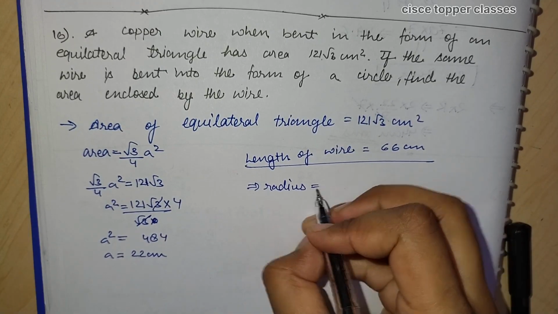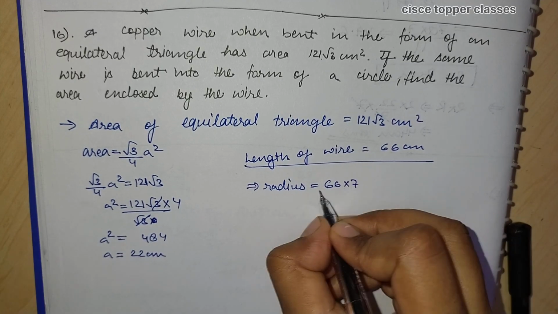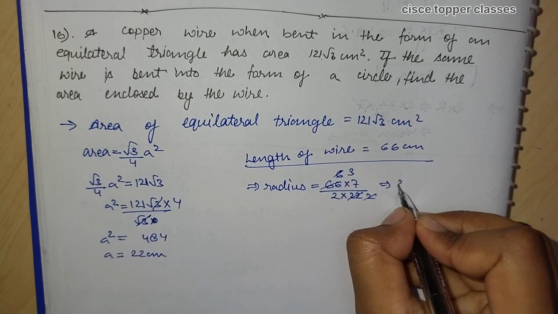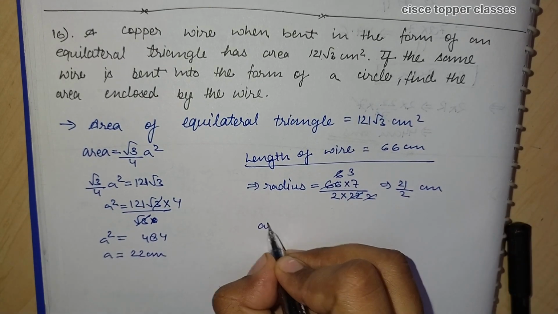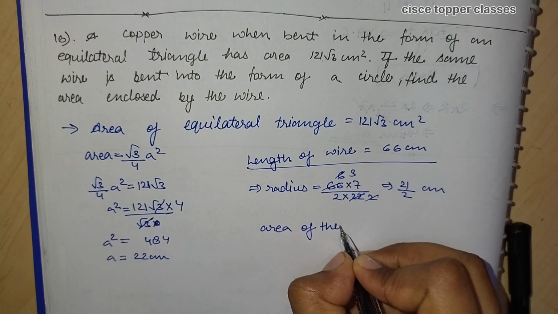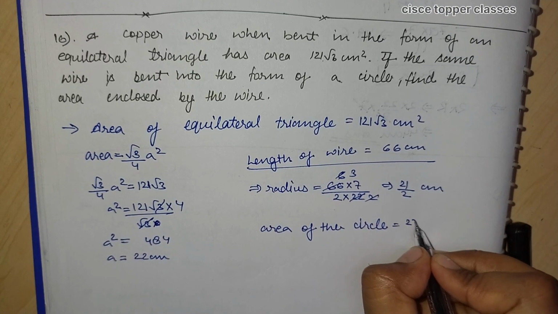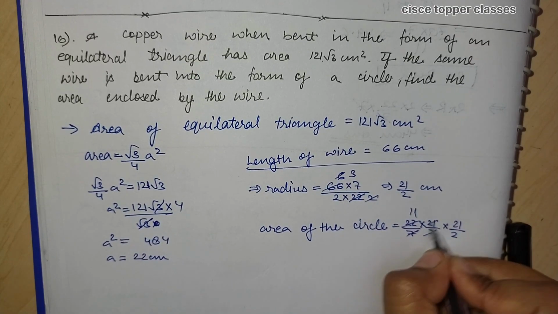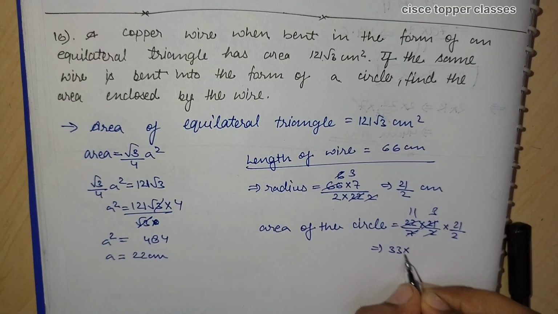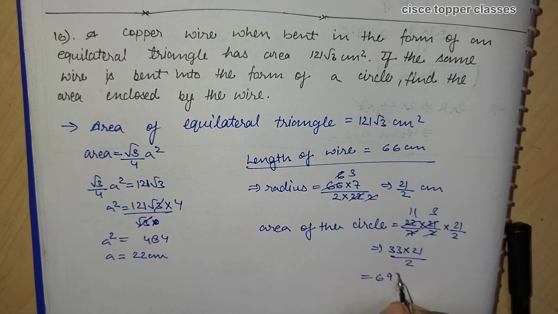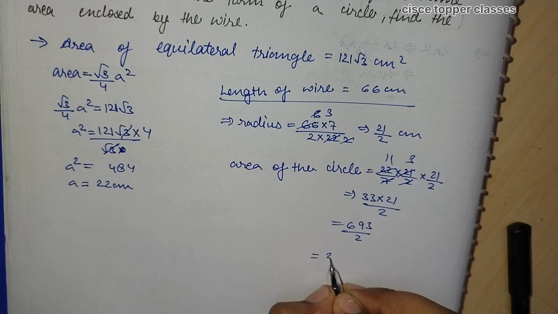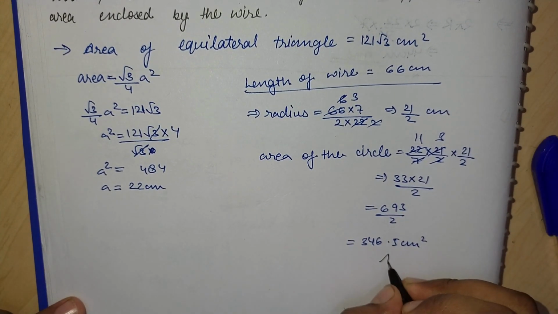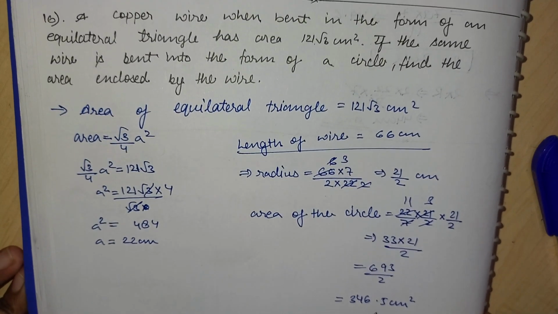If we take it as circumference, radius will be 66 into 7 divided by 2 into 22. This will be 2, this will be 6 here, this will be cancelled out. And here 21 by 2 centimeter is the radius. From that only we can find the area of the circle as pi r square. Radius we have found, so we can write 22 by 7 into 21 by 2 into 21 by 2. This will be 11 and here this will be 3, means 33 into 21 divided by 2 equal to 693 divided by 2, means 346.5 centimeters square. So this is the final answer here in this question and this is the solution of the 16th question here.